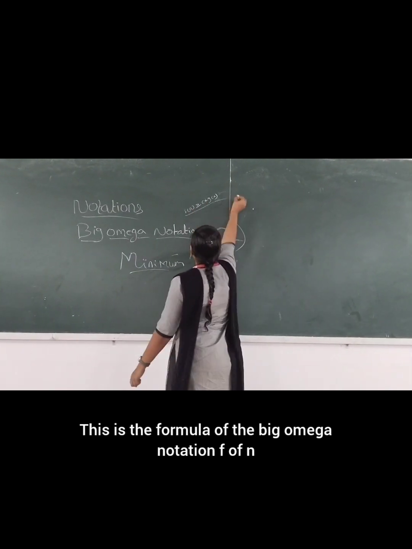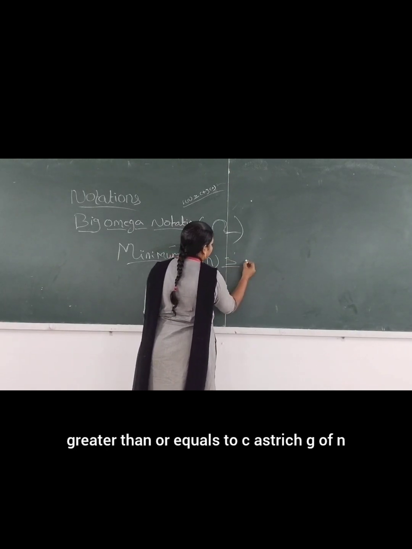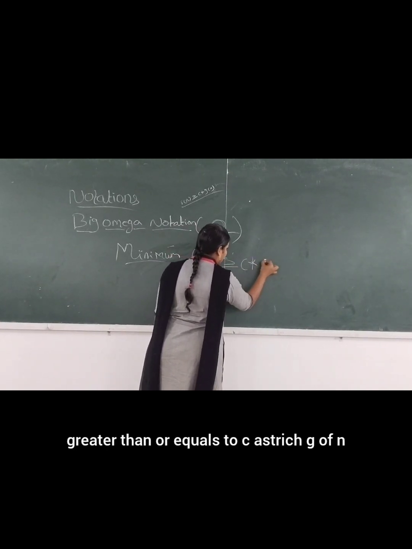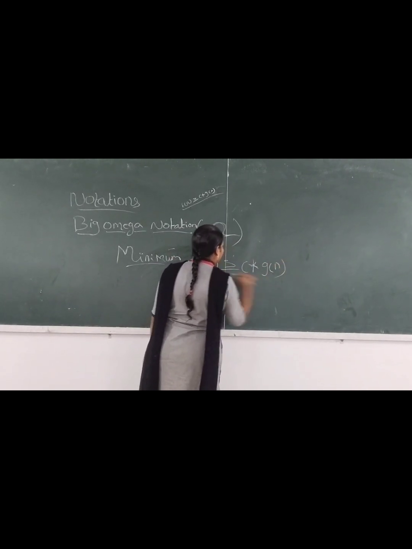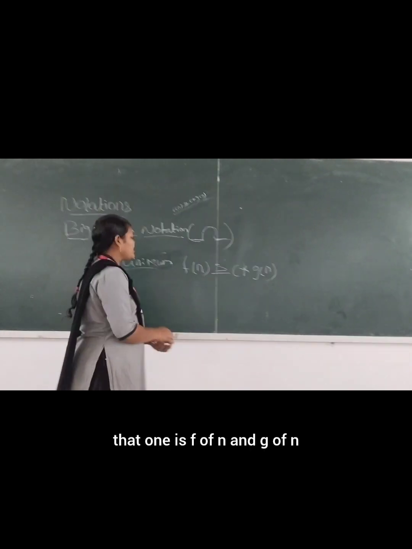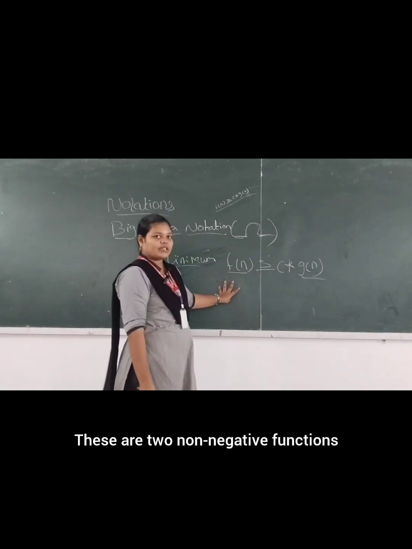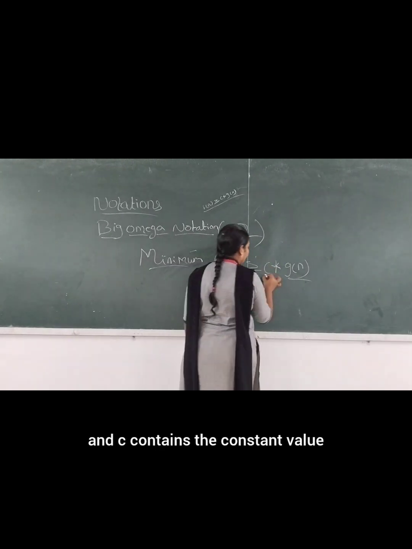This is the formula of the big omega notation: f of n greater than or equals to c asterisk g of n. Here I will take two non-negative functions, f of n and g of n. These are two non-negative functions and c contains the constant value.